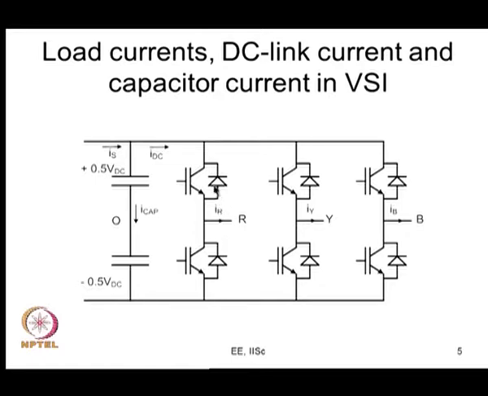So, you have the R phase leg, the Y phase leg, and the B phase leg, and the load is connected. This is a 3-phase load. The R, Y and B terminals are connected here, and the load is not shown here. The load currents are going to flow here. This is the indicated positive direction. So, if IR for example is positive, this is the direction in which current flows. If IR is negative, then the current is actually flowing in the opposite direction.